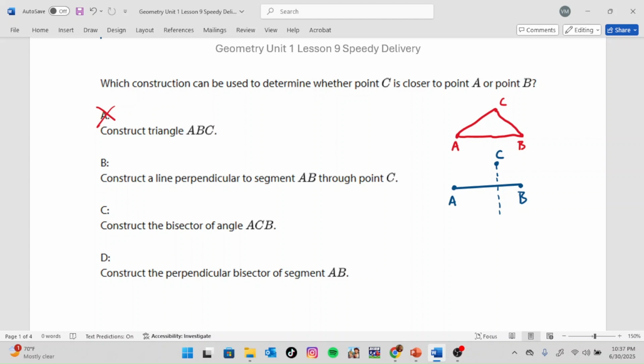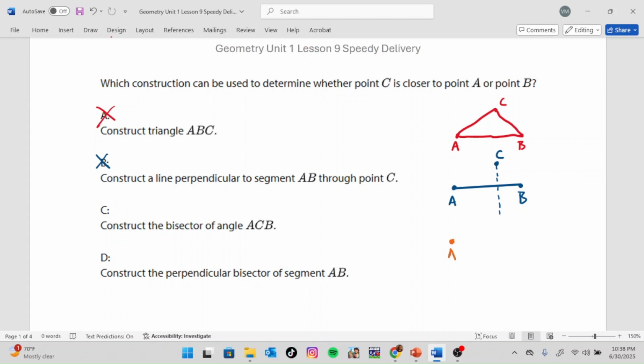Now, this looks as though it's probably closer to point B, but it doesn't really tell us for sure. If this point C was a little bit closer to the middle, it would be even harder to tell. So this doesn't really tell us for sure which point it's closer to. So let's look at C.